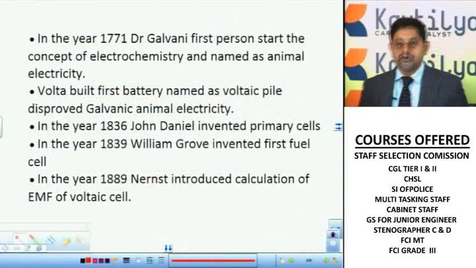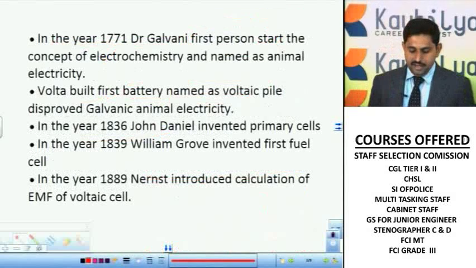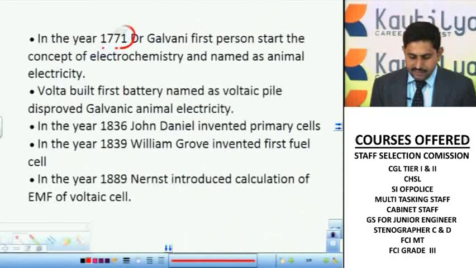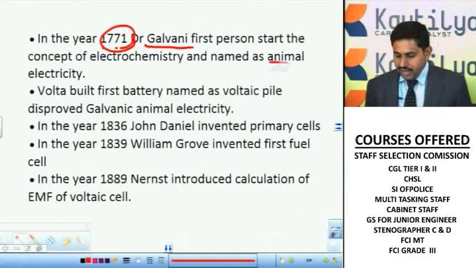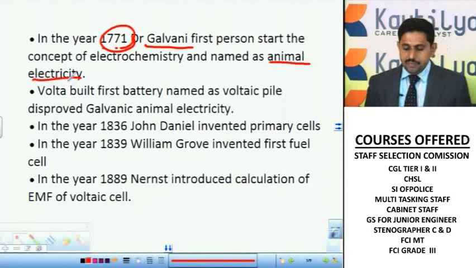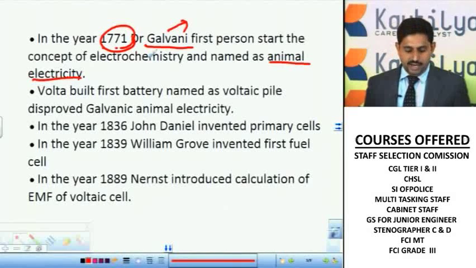Now we'll see the construction and some history. Before going to the construction, we'll see some history, what contributions were made by different scientists in this area. In the year 1771, Dr. Galvani was the first person who introduced the concept of electrochemistry, and he named it animal electricity. He was a doctor belonging to the biofield.